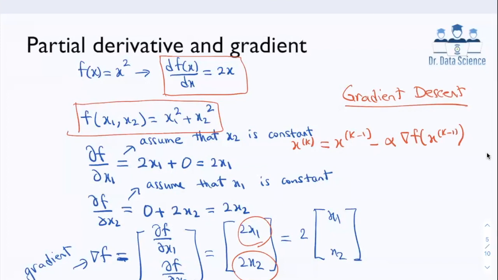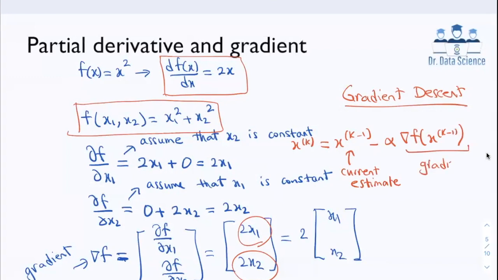So this is your current estimate. This is the gradient, and alpha is just a positive constant.